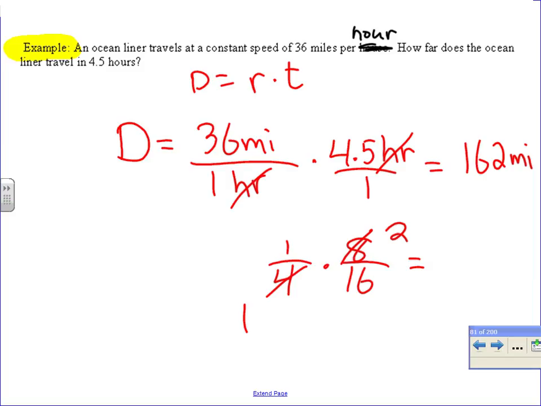Miles is still here. Oh, I thought you were crossing out 4.5. Nope, just hours. So the point of this is distance is equal to rate times time. You're trying to find the distance. Okay, so the distance of the ocean liner traveling is 162 miles. Sean? Say that again? I didn't hear you. Yes. Annalise?